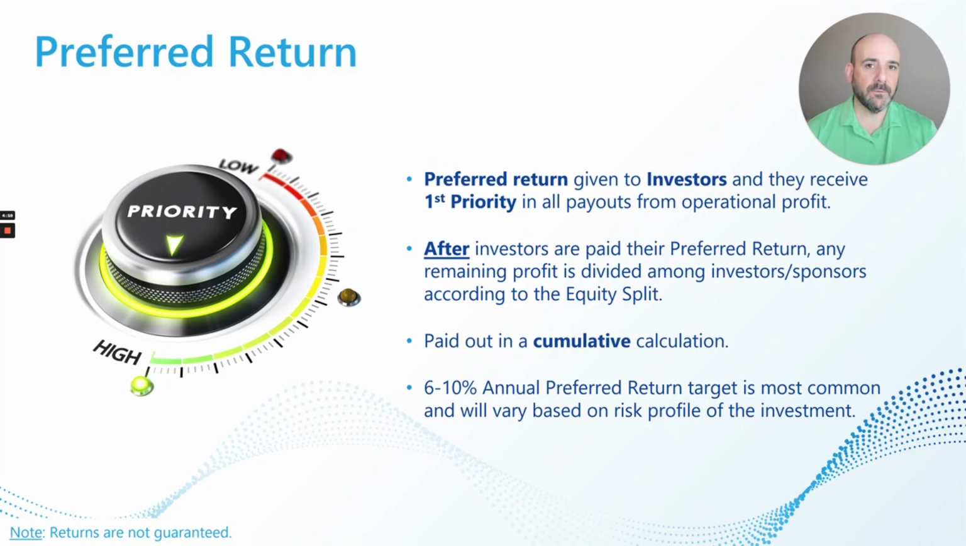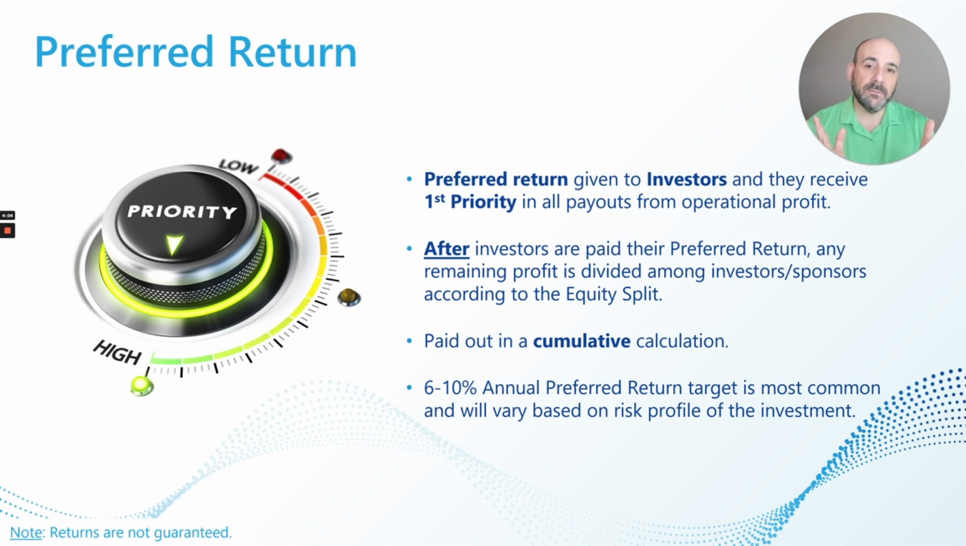Now let's talk about preferred return. A preferred return is paid out to investors, and they receive first priority from all operational profits that come off of that property. After investors get paid their preferred return, then the profit is split between the investors and the general partners or sponsors, according to the equity split. So, for example, if there's an 8% preferred return, then the first 8% of profit from that property every year goes directly to the limited partners, so the investors. And anything above that would be split.